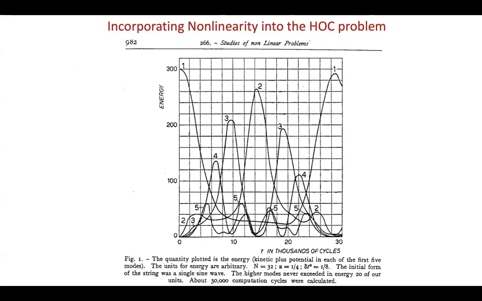Which led to these famous plots. This is for the alpha problem, meaning the cubic problem. So the alpha value was set to 1/4. Remember, k was 1. So it was a weak nonlinearity. This is the integration time step, 1/8. And the number of particles used here is 32. So there are 32 modes. And they excited the first 5 modes, as you can see. 1, 2, 3, 4, 5. And you see the first mode comes back almost unscathed after about 28,000 cycles, which is a long time in this case.